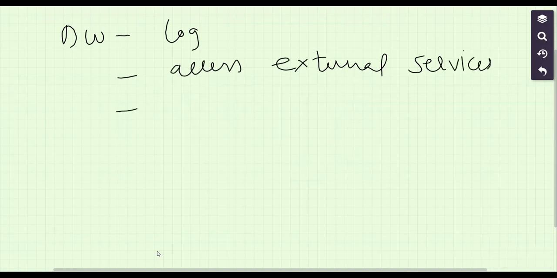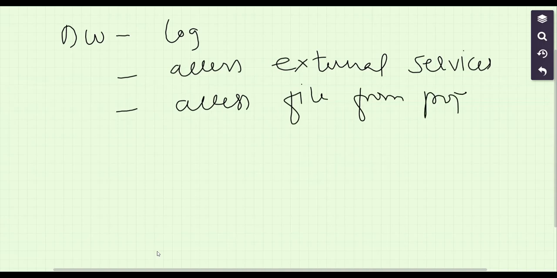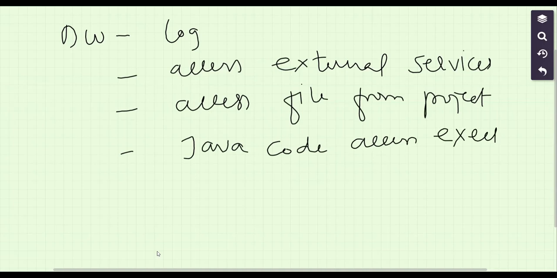Now we'll see, within a project, if I have a file, how to access that. So, access files from project. Then we'll see if I have Java code in my project, how to access or execute Java code. Within a project, if I have custom Java code, how to access that.